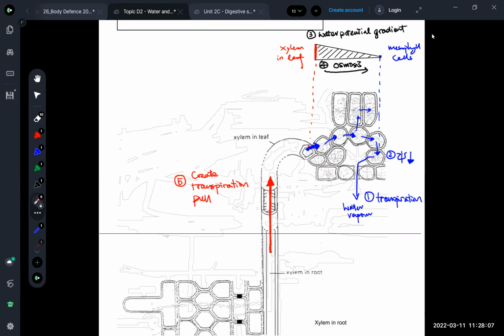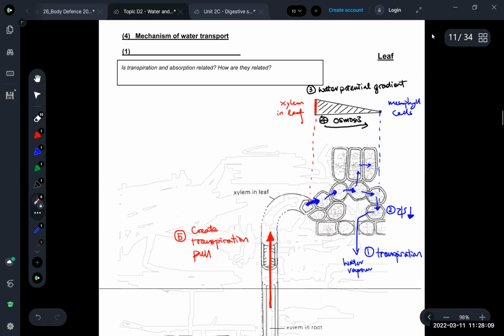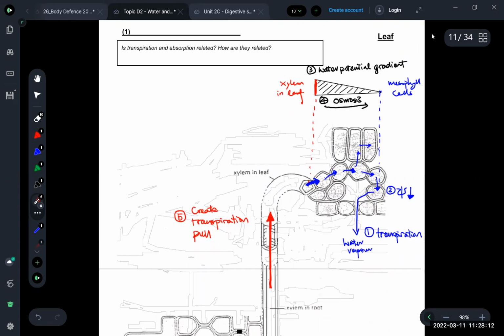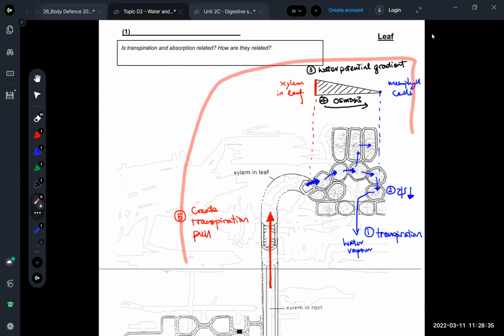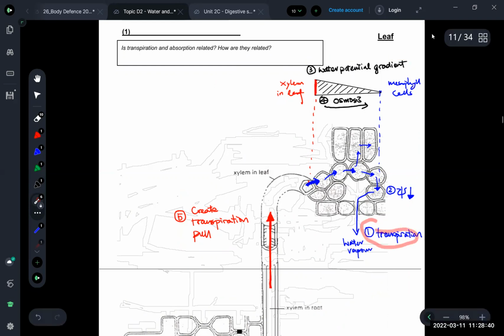Okay, so let's summarize. Overall speaking, our question today is, how come the water would go up against gravity? So there must be a force that moved the water up. So this story illustrates how this upward force is created. This is one of the ways to create an upward force, all because of transpiration. Okay?